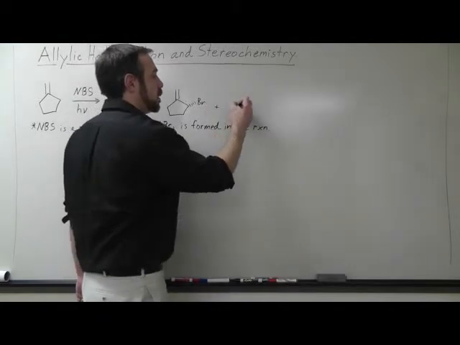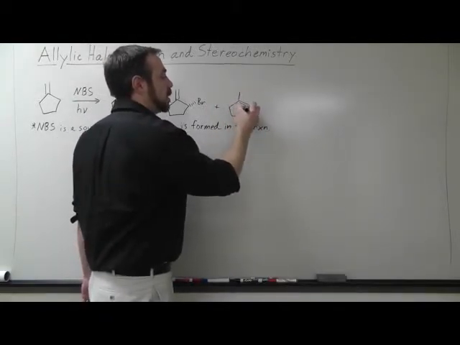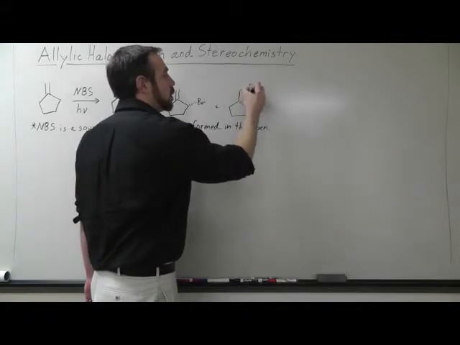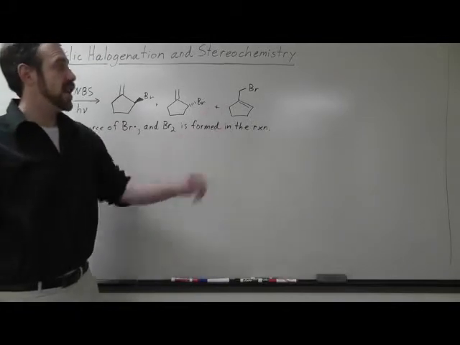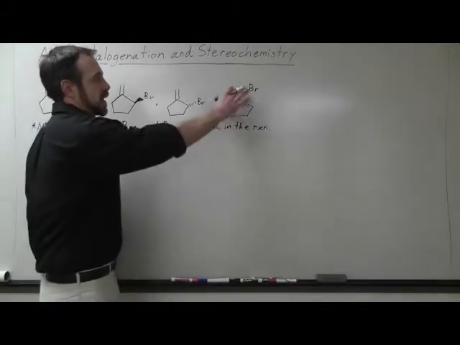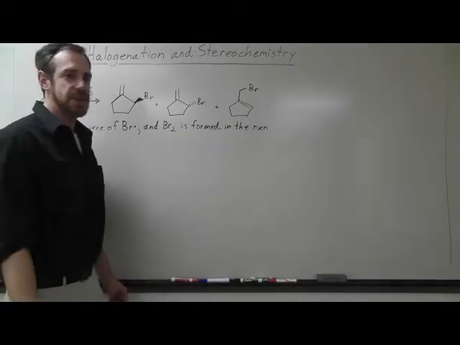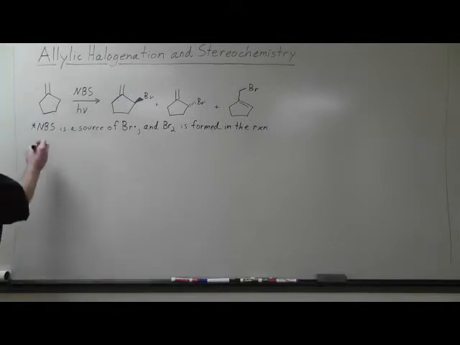However, due to the resonance form of the radical, we also observe an achiral product where the bromine has added up here to this primary position. To explain these products, we can look at the mechanism.